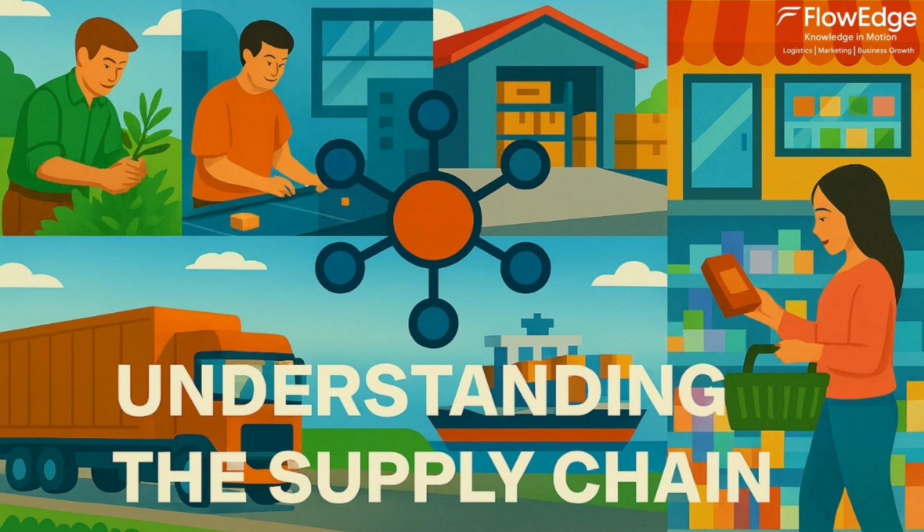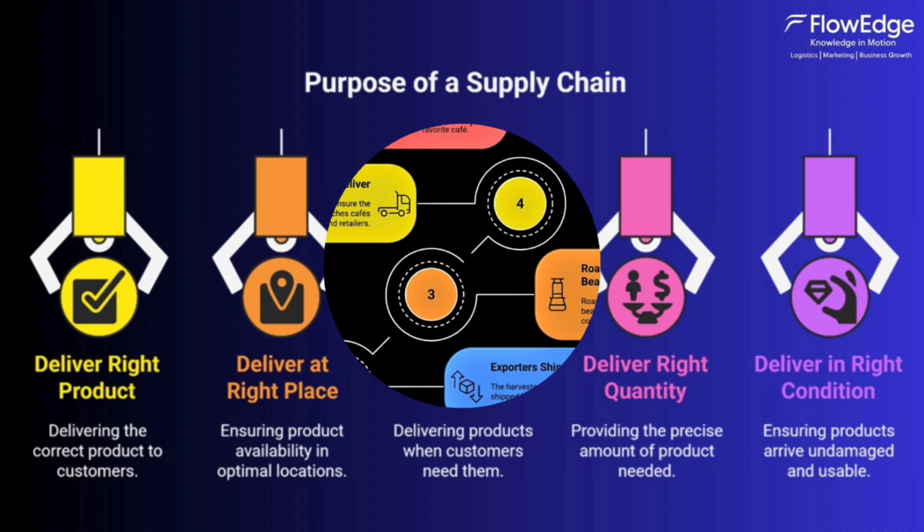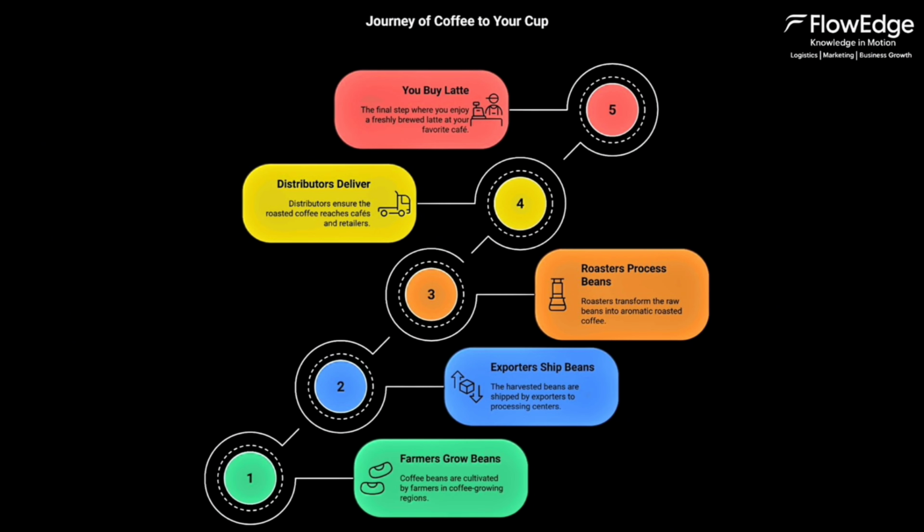So, coming to the purpose of a supply chain, its purpose is to deliver the right product at the right place and at the right time, in the right quantity and right condition. You may think of supply chain as the journey of a product. So now let us look at an example of the journey of coffee to your cup.